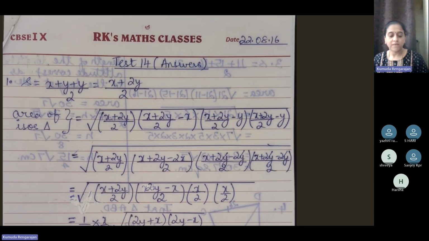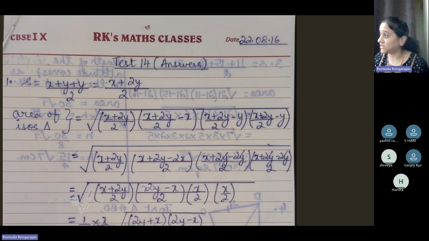So this is find the area of an isosceles triangle. The question is find the area of an isosceles triangle having base x centimeters and one side y centimeters. Base is x centimeters. And one side, isosceles triangle, right? So if one side is y, the other side is also y.